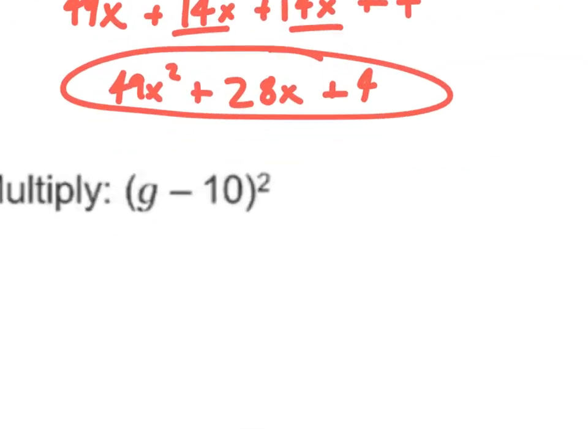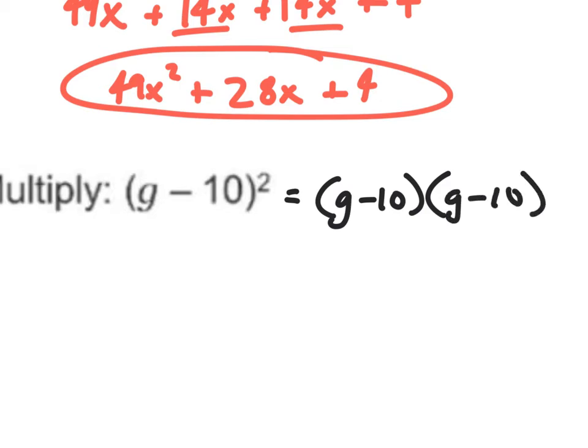Okay, so now let's go ahead and look over here. If I've got g minus 10 squared, then I'm going to rewrite this as g minus 10 times g minus 10. That's the first step. Anytime you see something like that, do that. Then we come in here and we can multiply these.